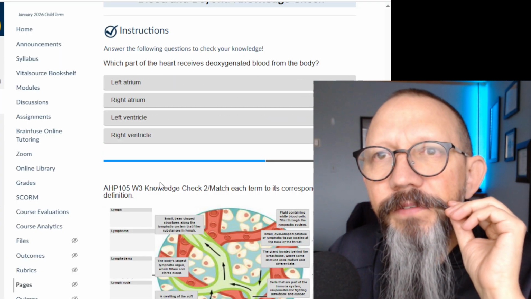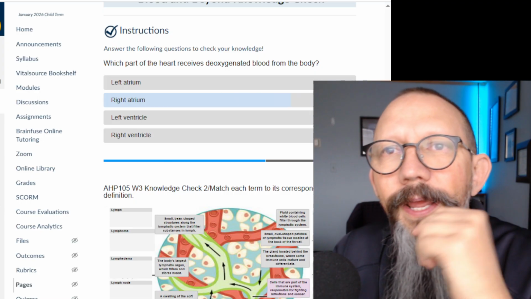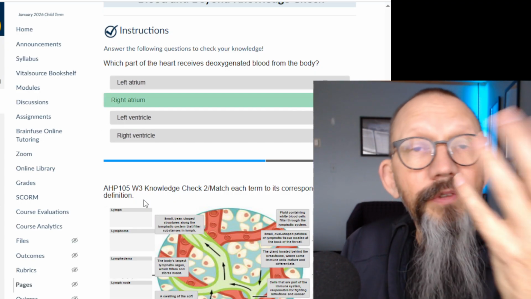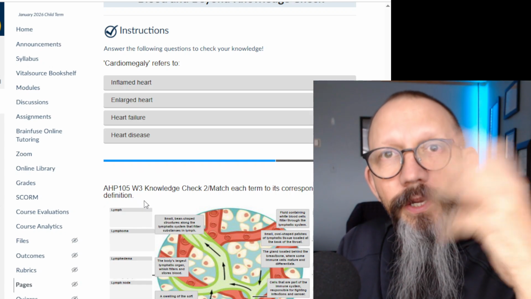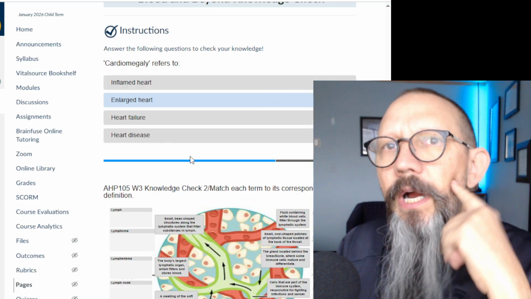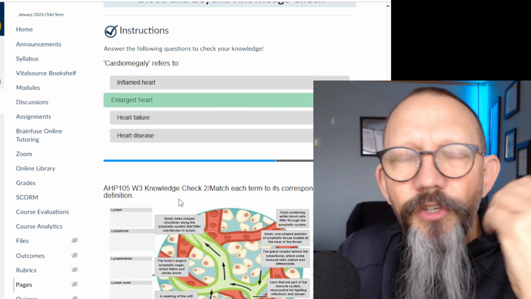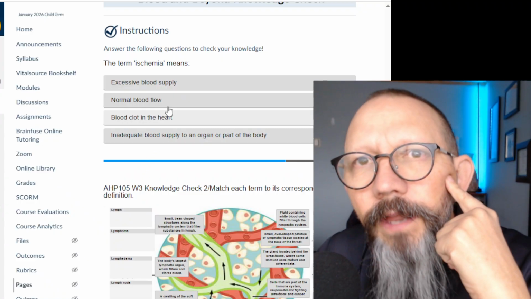Okay, which part of the heart receives deoxygenated blood from the body? That's going to be the right atrium, because it comes in from the vena cava. The right atrium goes to the right ventricle, out to the lungs, to the left atrium, etc. Cardiomegaly, mega means big. Cardio means heart. Megaly means big. So booty megaly means big butt, right?